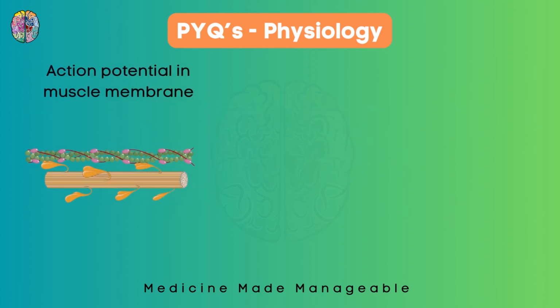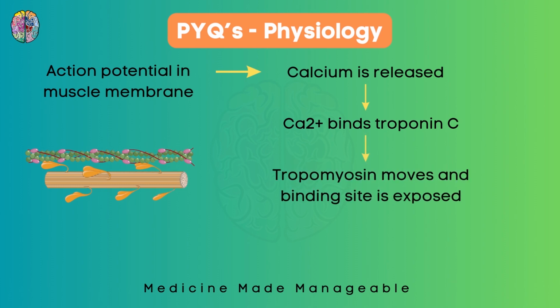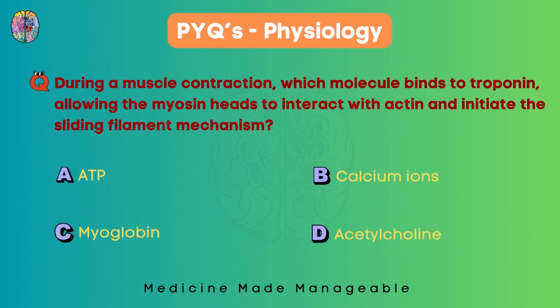Whenever the action potential reaches the muscle membrane, calcium is released. This calcium will go and bind to the troponin C, the small pink thing that we just saw. After this, the tropomyosin, which was the long thing, will move from its place, exposing the binding site. The myosin heads will then attach to these binding sites and then the contraction can take place. So as you can see, all of this starts when the calcium is released. And so our correct option here is option B.